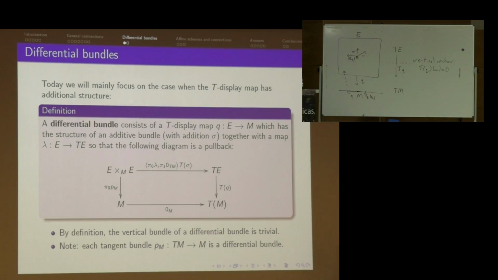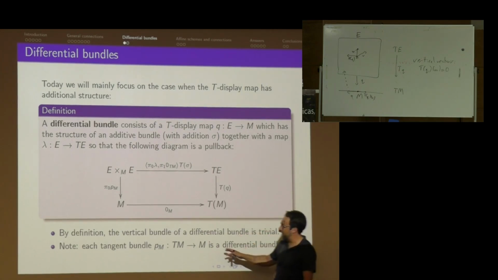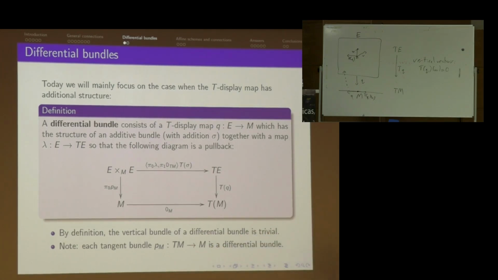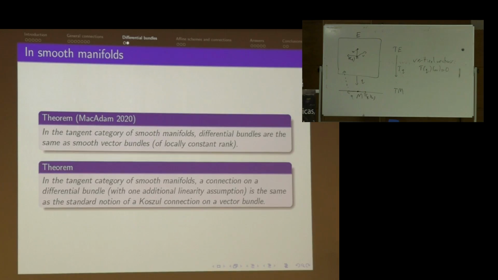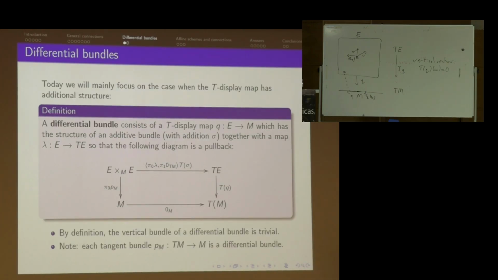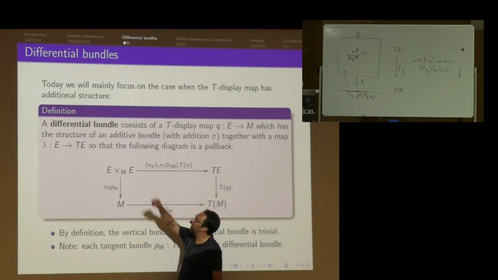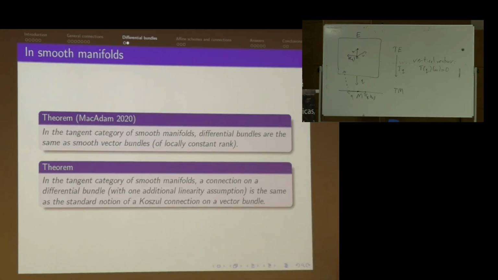So the vertical bundle of a differential bundle is trivial, and by the earlier definition, each tangent bundle is a differential bundle. Now this property had been looked at in differential geometry, but not isolated as its own thing. And what's interesting about it is, what does this give you? What are the differential bundles in the category of smooth manifolds? They turn out to be exactly smooth vector bundles, which I find interesting because smooth vector bundles have a local triviality condition, and there's no assumption of local triviality here. There's just an assumption of what the vertical bundle looks like on this lift map.